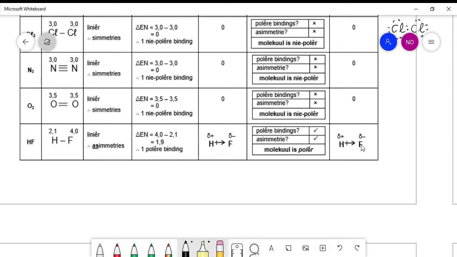The arrow points in the direction of the atom which has the highest electronegativity. Now fluorine always has the highest electronegativity, so that will always have the arrow pointing towards it. But if it's not fluorine, how will you know?